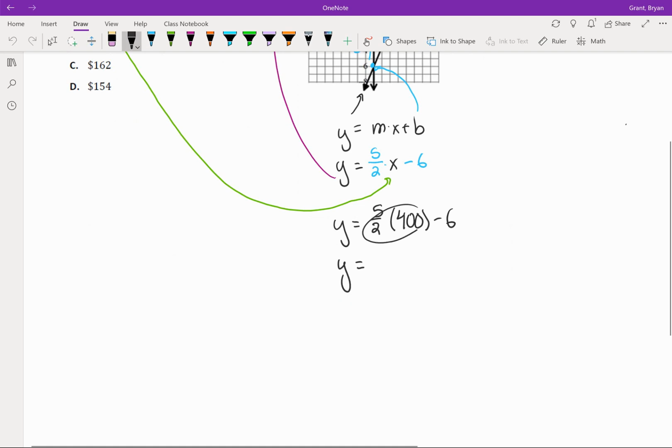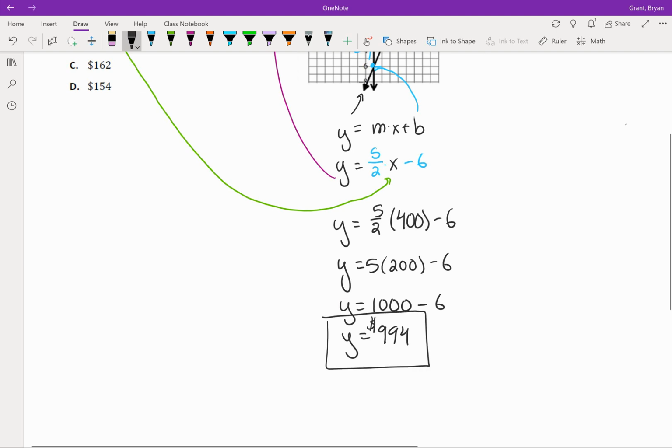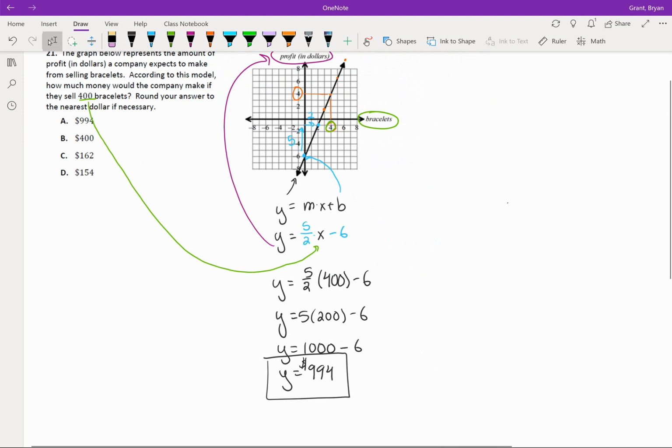I'd do the division first. I'd do 400 divided by 2, which is 200. So I have 5 times 200 minus 6. And then I do 5 times 200, which is 1,000. And 1,000 minus 6, which is 994. So that tells us if we sell 400 bracelets, we should get $994. Good little business strategy. I would take $994. Seems like the answer is A.